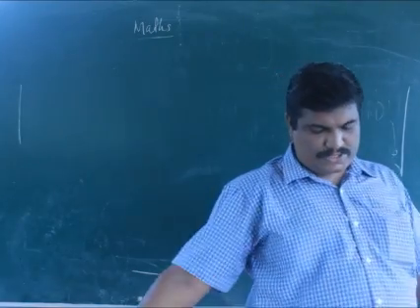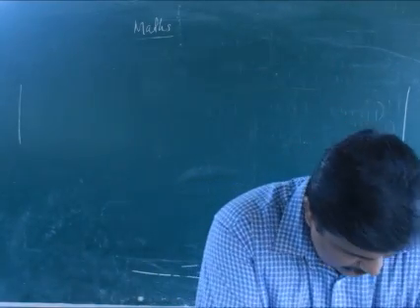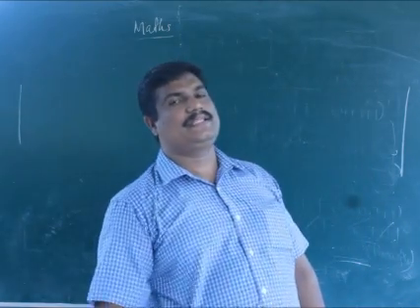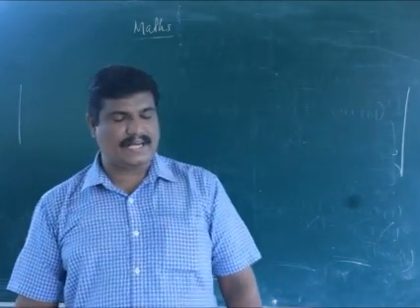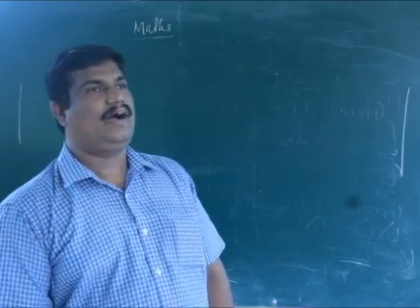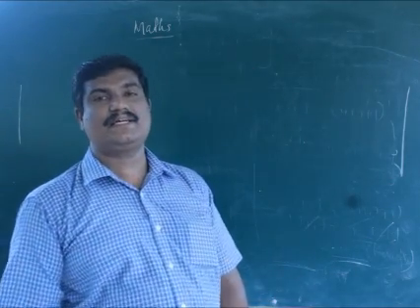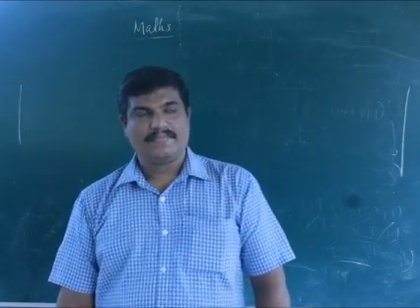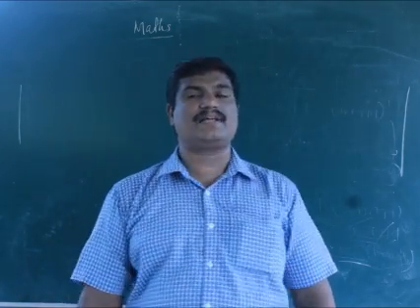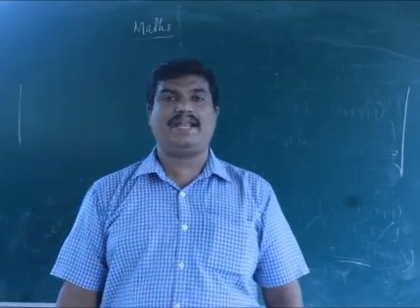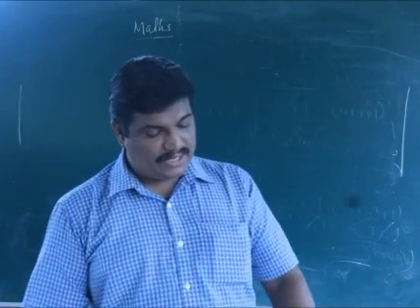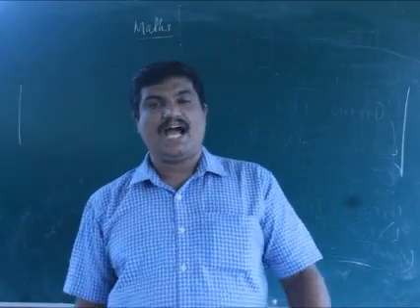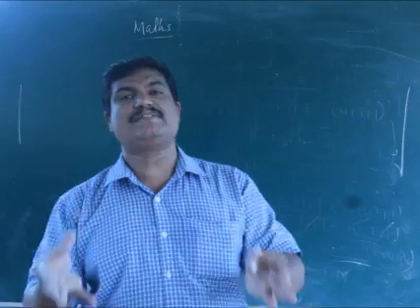Next, the 13th question: How many 3-digit numbers are divisible by 7? All of you know 3-digit numbers start from 100, and the last number is 999. So here, the question is how many 3-digit numbers are divisible by 7.